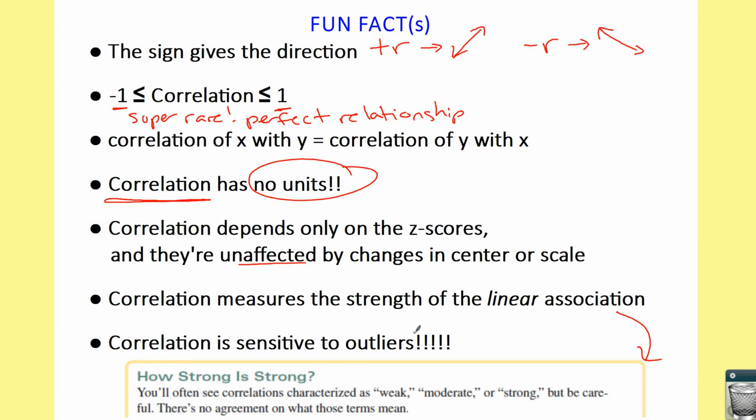Also, correlation is super sensitive to outliers. I made that pretty clear before. I'm going to keep saying it: sensitive to outliers. Gotta get rid of them.